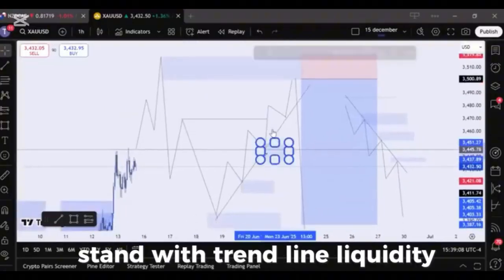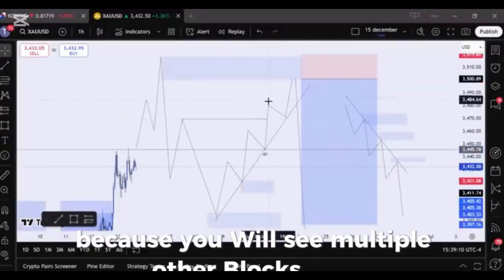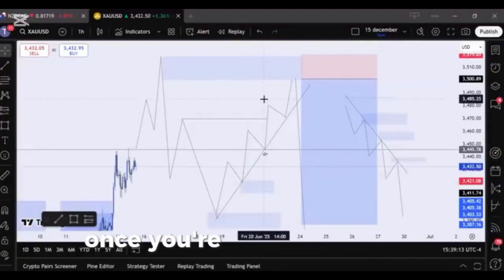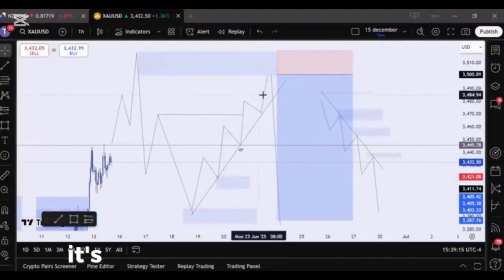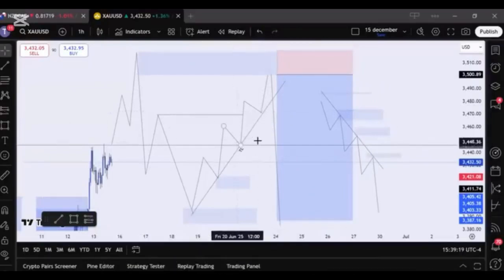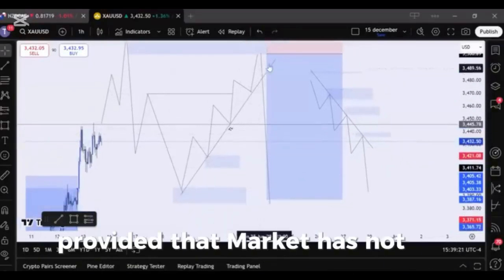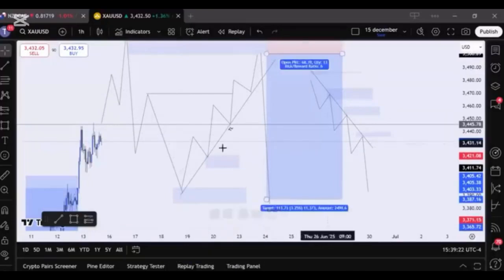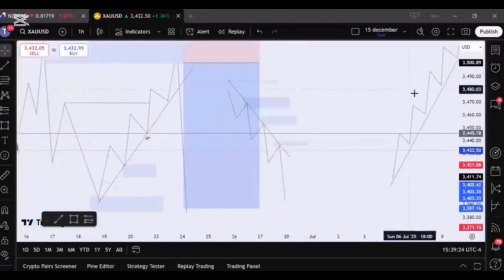Same with trendline liquidity, because you will see multiple other blocks here and here and here. Once you're already selling and market is bearish, it's not advisable to start taking trades to buy from any other blocks here in the market or here, provided that market has not yet swept that trendline liquidity. Same thing as this scenario also.